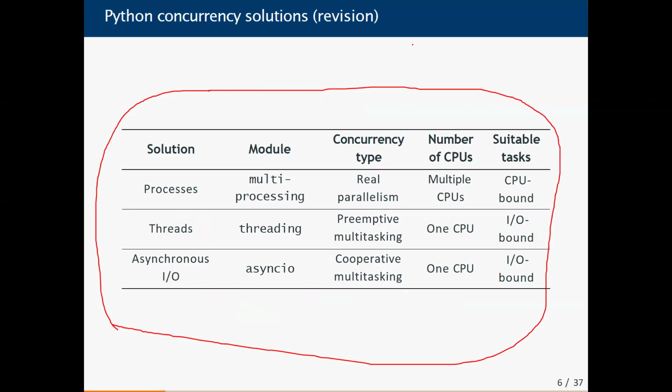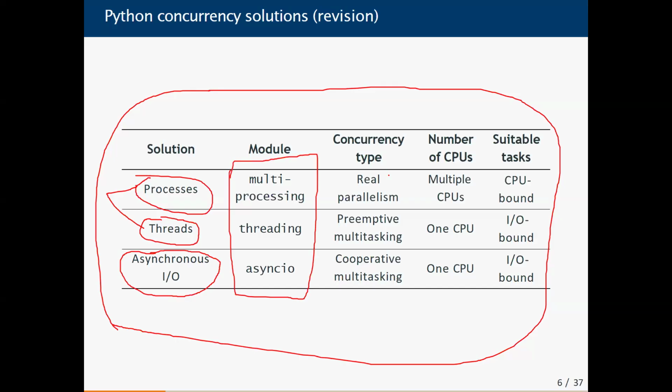We have several concurrent solutions in Python. One is processes, one is threads, and another is asynchronous I/O. They are based on different modules in Python. For the concurrency types, processes give real parallelism, threads give preemptive multitasking, and asynchronous programming is called cooperative multitasking. We'll see the difference later in the code.